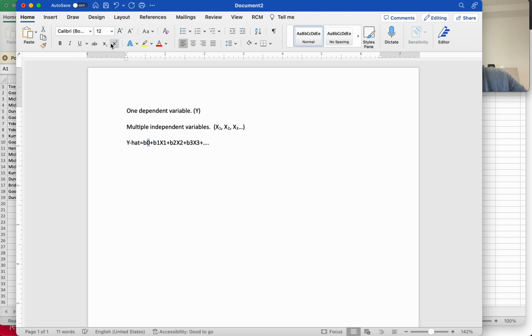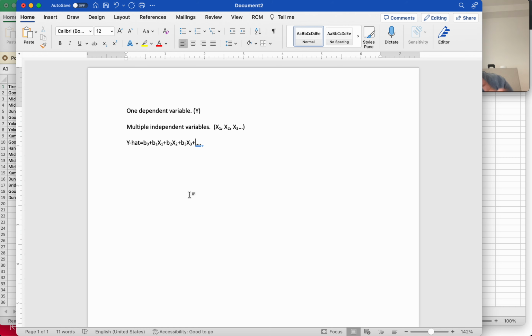So b0 plus b1 x1. This is a linear relationship where you're multiplying each x with a particular constant and adding them up. If you have three variables, you have three of them; if you have two variables, you have two of them, and so on. But at the end of the day, remember that the values we find for these coefficients are average values.